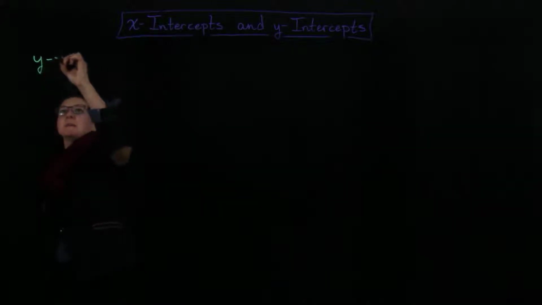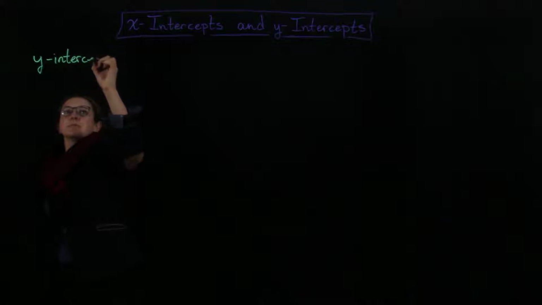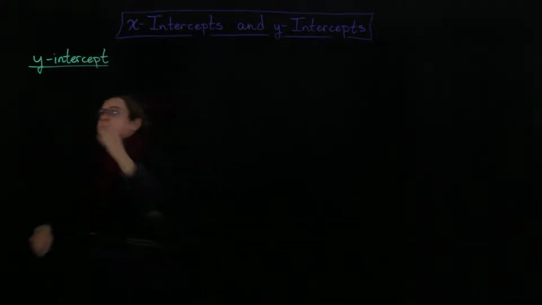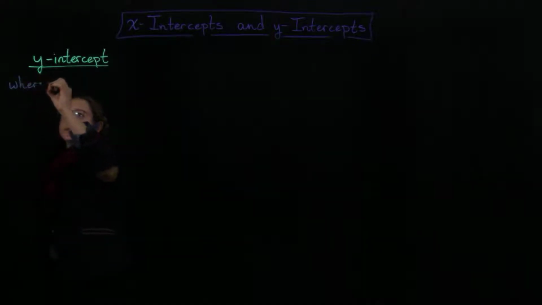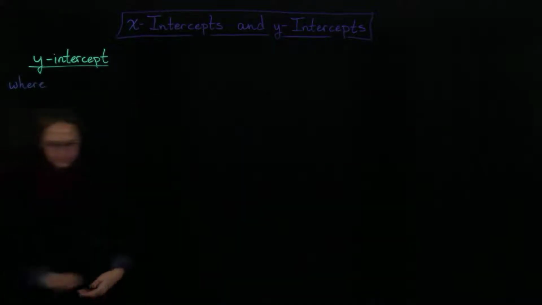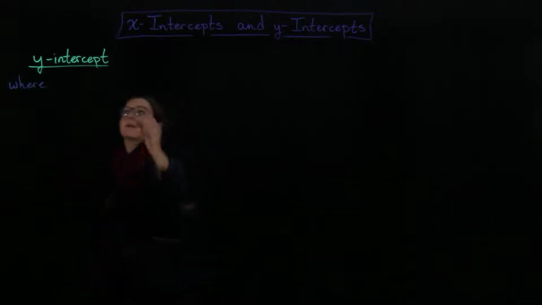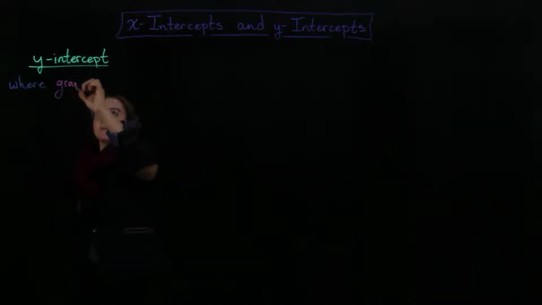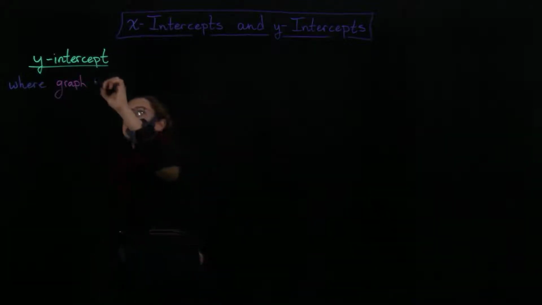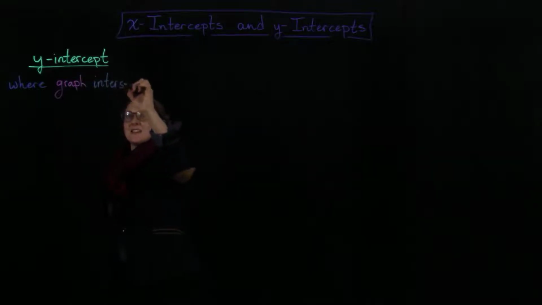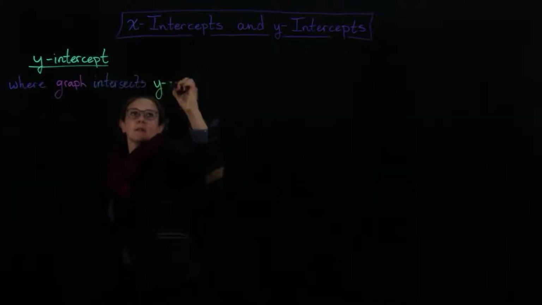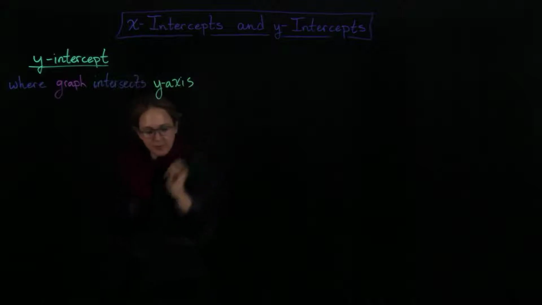A y-intercept is going to be where, and I'm going to do my color coding a little bit different than normal to help with this, it's where the graph, my graph is now red, intersects the y-axis. So this is where it intersects the y-axis. These are purposely both green.